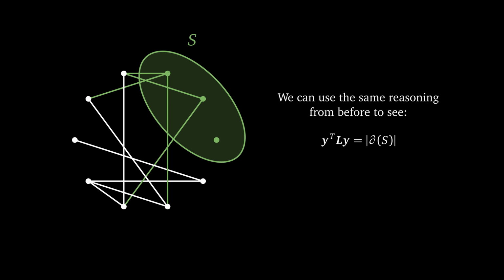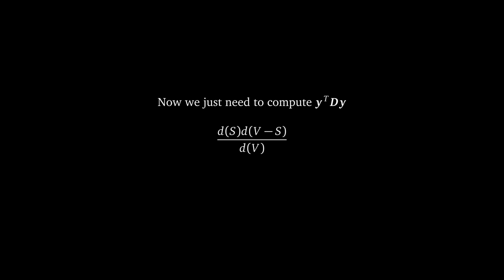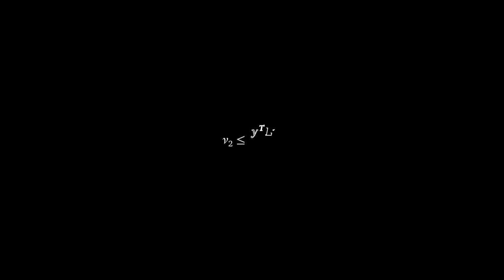We can use the same reasoning from before to see that the numerator of our quotient is the boundary of our subset. Now we just have to compute the denominator. And we expanded it out here. And rearranging terms, we get this formulation. Now we've shown that mu2 is a lower bound for the conductance, proving the lemma.